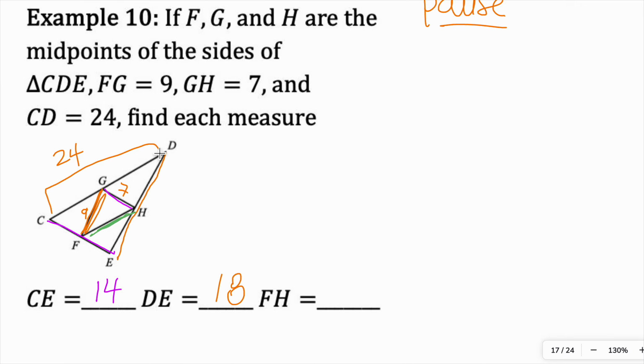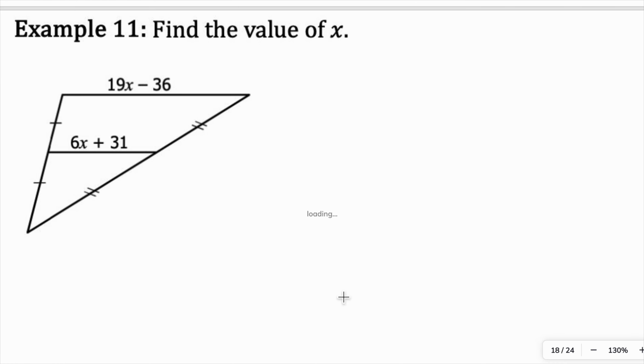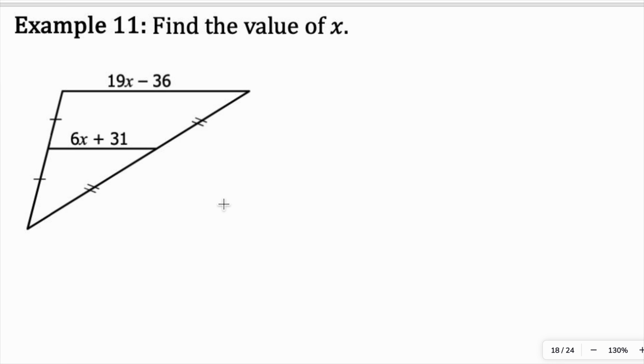FH is parallel with my 24, which would mean it's half as long as 24, so that is equal to 12. Okay? Last one, finding the value of x. We see that this is a midsegment here, so that means this guy is half as long as the full one. So if I took 2 of 6x plus 31, it can be equal to 19x minus 36.